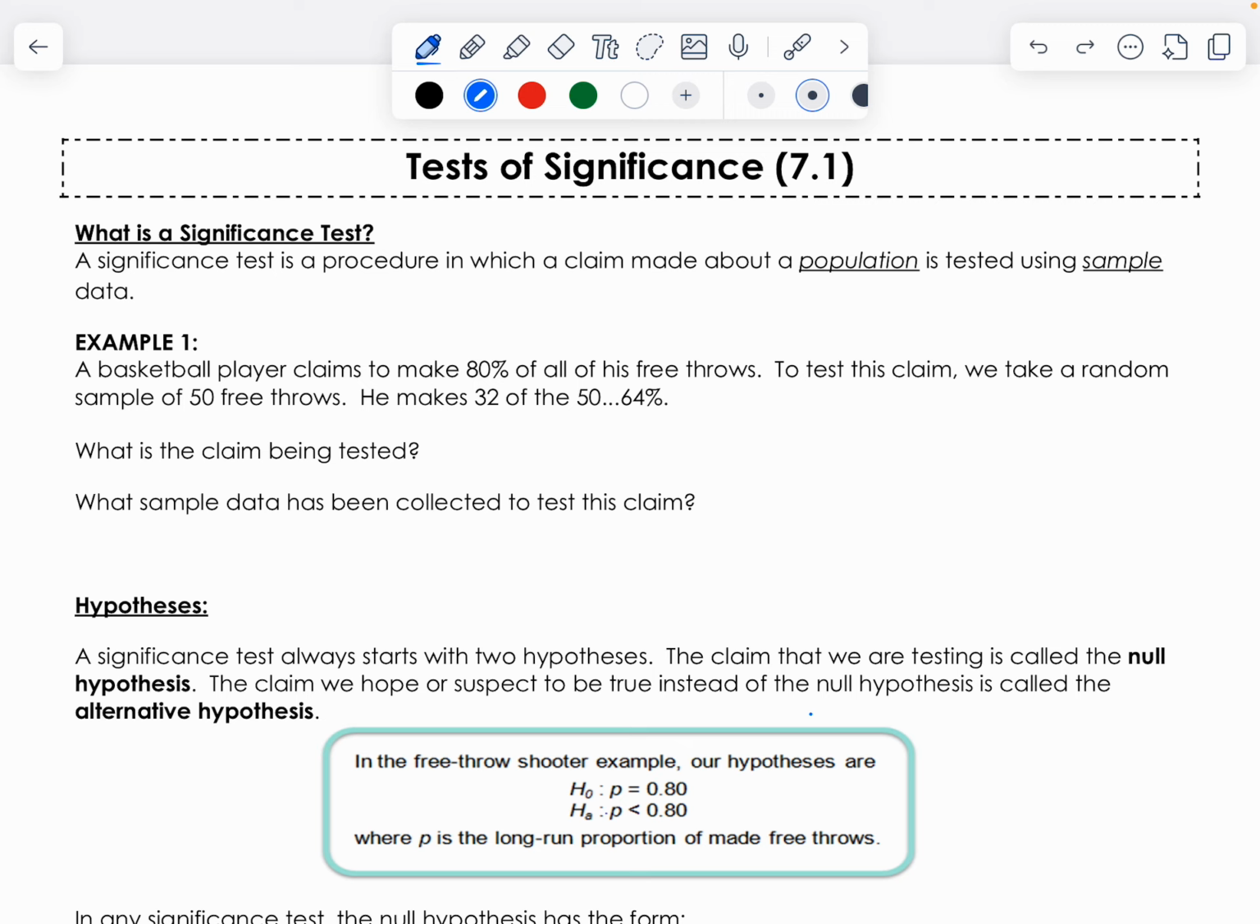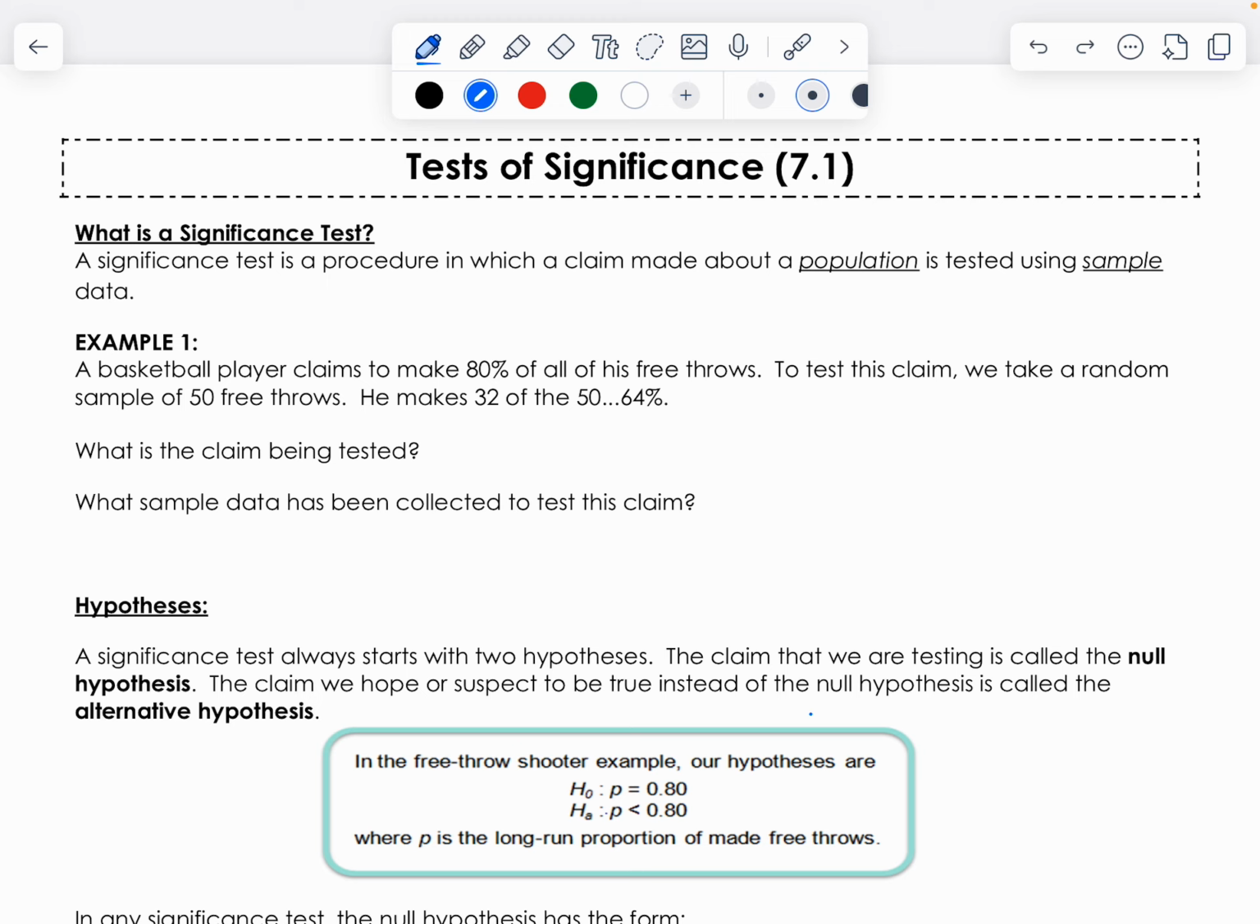It's a procedure in which a claim made about a population is tested using sample data. For example, let's say a basketball player claims to make 80% of all of his free throws. To test this claim, we take a random sample of 50 free throws, and he makes 32 of the 50, which is 64%. So as of now, the evidence we have seems to disprove his claim.